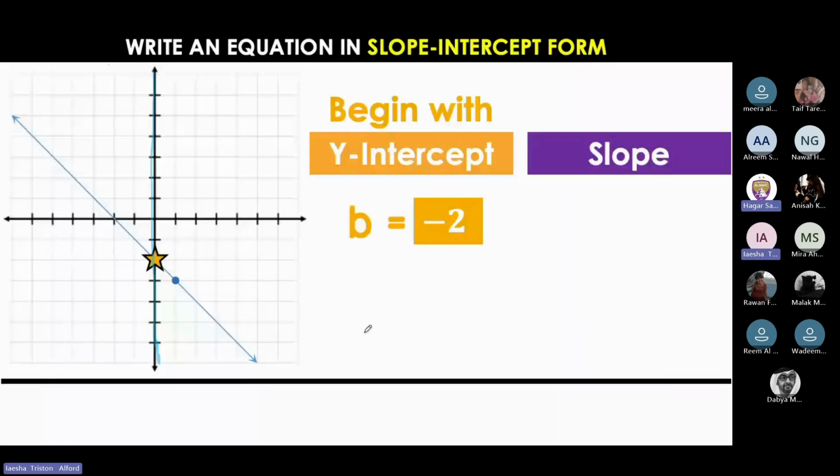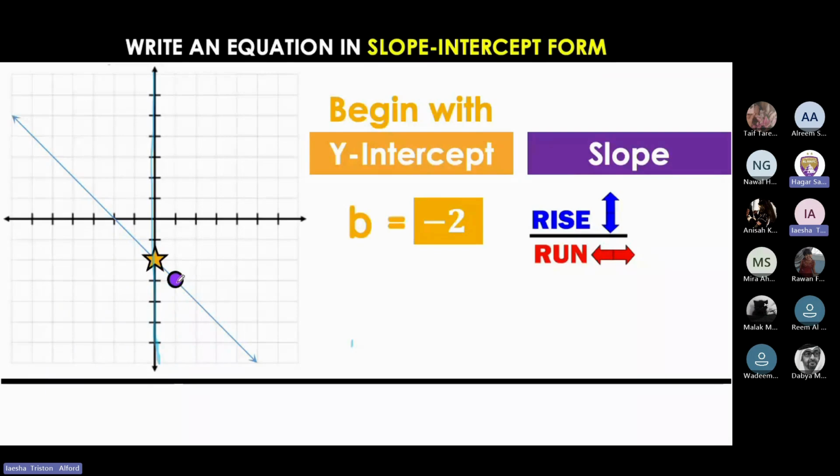Now we need the slope. We're going to make it rise over run. We need 2 points for rise over run. So in this one, they give us this point. They give this one to us, so we should use it. We're going to start at the star and go to the purple point.